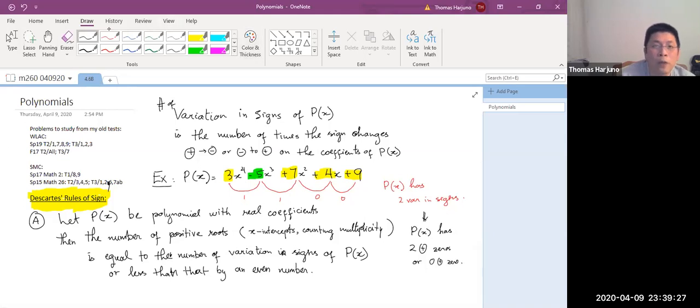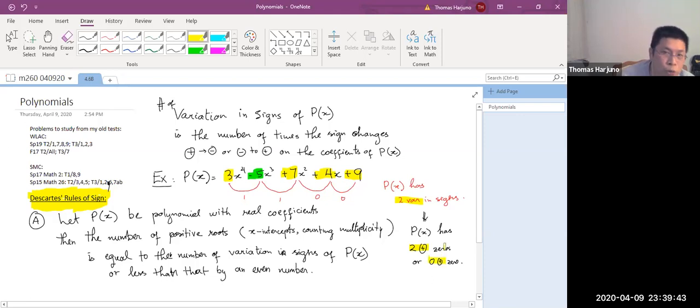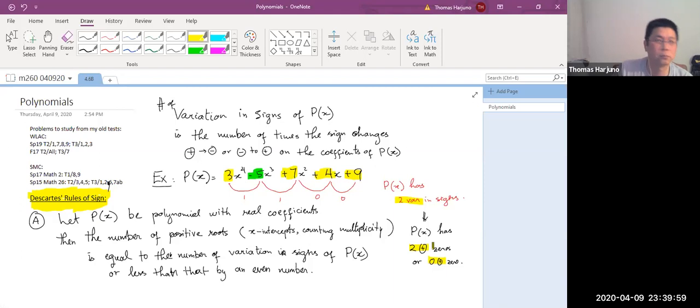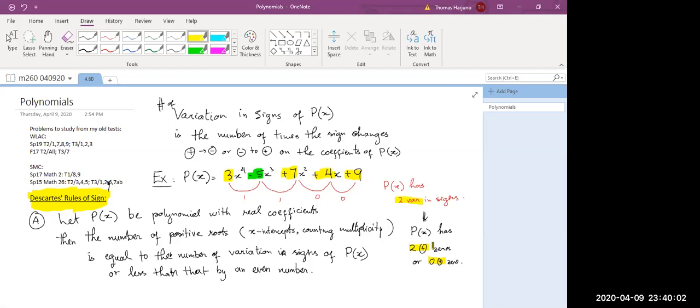In this first example, there are two variations in signs. That's why we have either two positive zeros, or if you subtract 2 by an even number, 2, then you have no positive zero. But for sure, there will not be only one positive zero. There will not be three positive zeros. How many zeros is the polynomial supposed to have? Four. Why? The degree of the polynomial. Because the degree is 4.